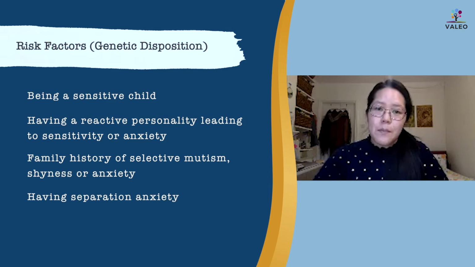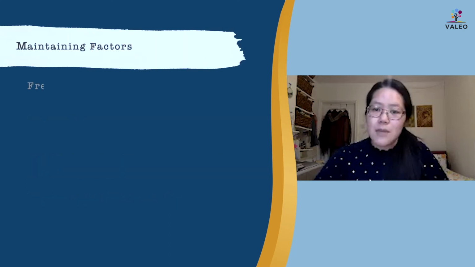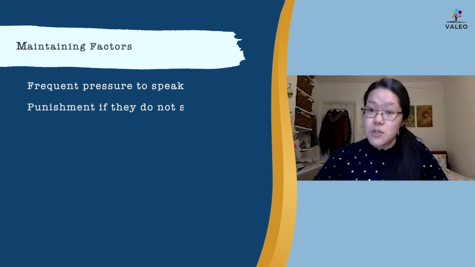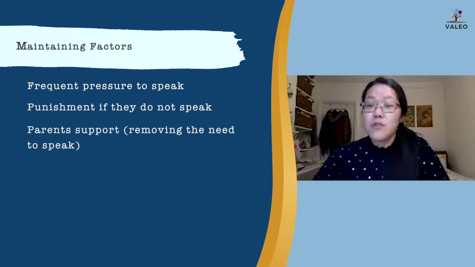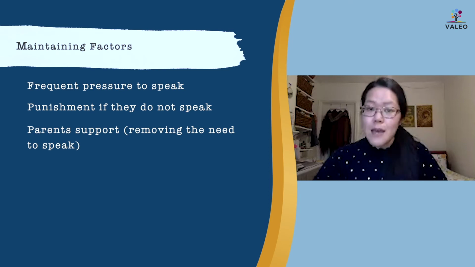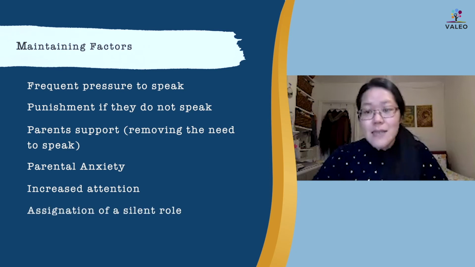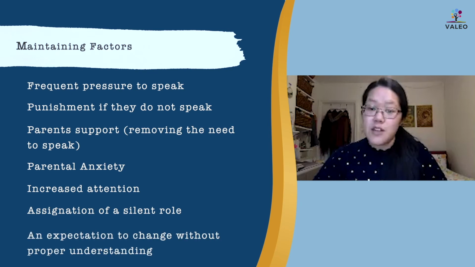They may then also have the maintaining factors of negative associations, strengthened and maintained by frequent pressure to speak, disapproval or punishment if they do not speak, or even adults supporting them, removing the need to speak by speaking for them, parental anxiety, increased attention that happens when they're anxious about talking. They are assigned a silent role. There is no need for them to change, and there is an expectation to change without appropriate understanding and intervention.